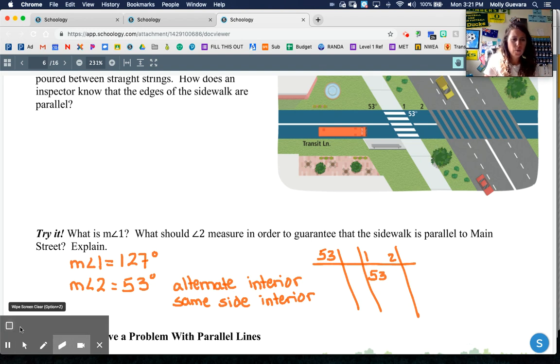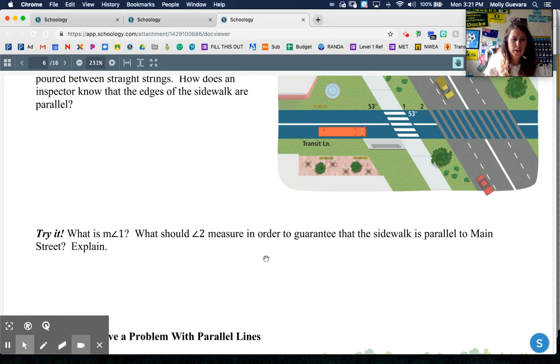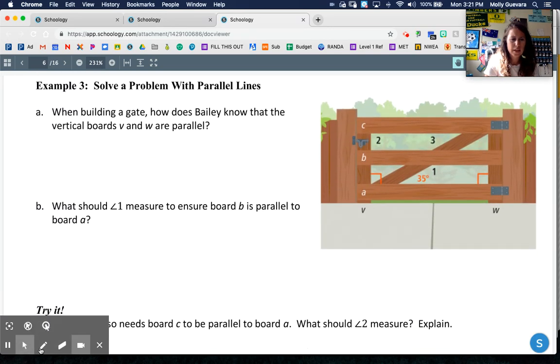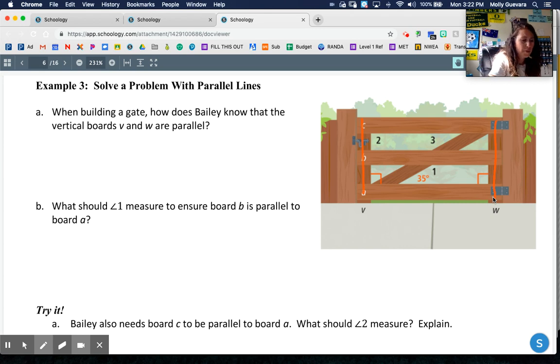Okay, so we have one example left, so let's go ahead and look at that. In example 3, we're solving a problem with parallel lines. This says, when building a gate, so here's my gate, how does Bailey know that the vertical boards V, so right here, and W are parallel? How does she know that those are parallel?